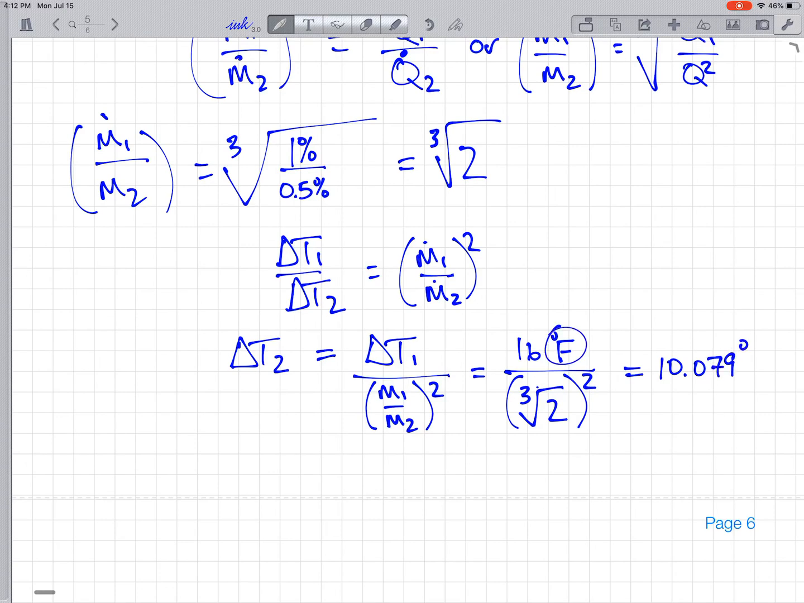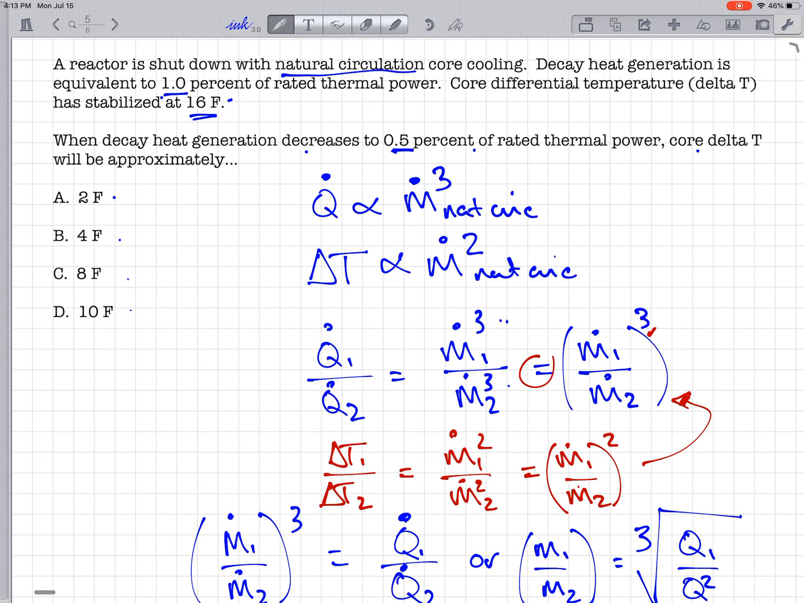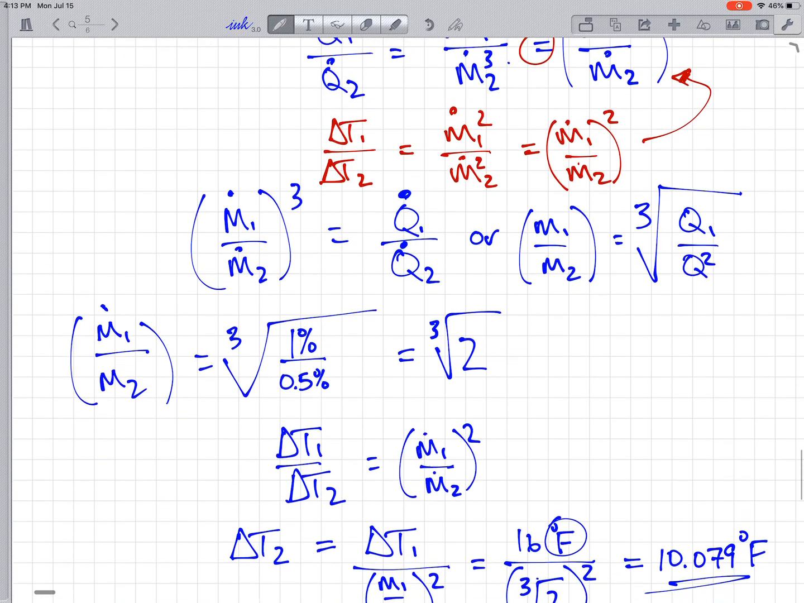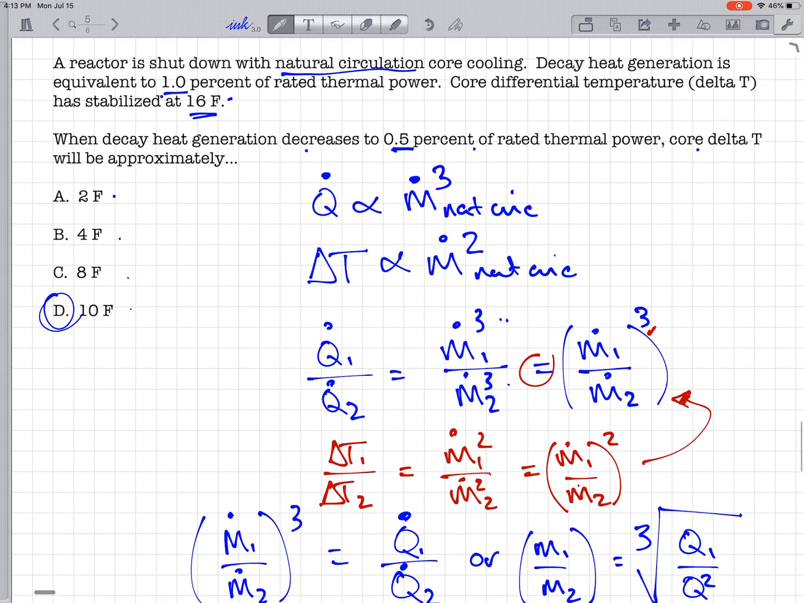That, of course, is going to be in degrees Fahrenheit. Do I have that as one of my answers? I do. So that makes sense, too, right? I mean, we didn't go down from 16 degrees all the way to 2 degrees, 4 degrees, even 8 degrees by just lowering power by half. And I think intuitively you can get that. So the correct answer is 10.079, but I think we'll give them a break on our rounding and call it an even 10 degrees Fahrenheit for delta T2 at the 0.5% power. Thank you.